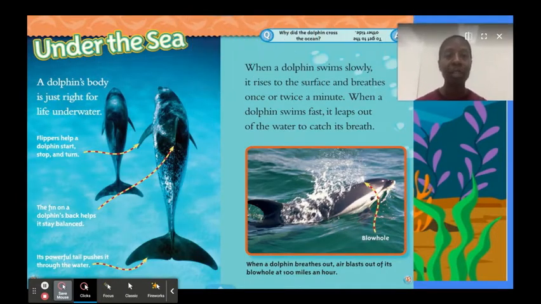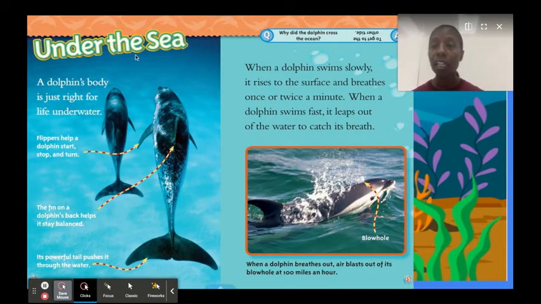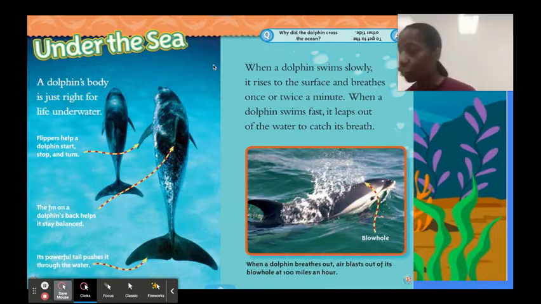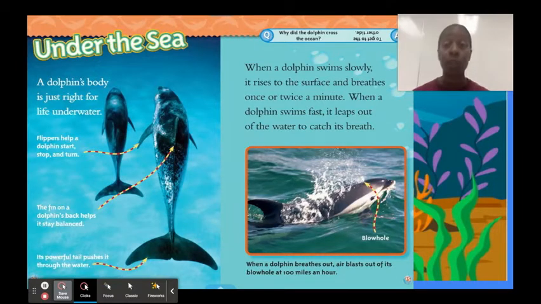So I'm just going to move myself over. Under the Sea is on page 14, so we should all be on page 14. Now, remember, are we reading the whole text? No. We are looking for captions and labels. Say it with me. Captions and labels. Excellent, scholars. So we are right here.